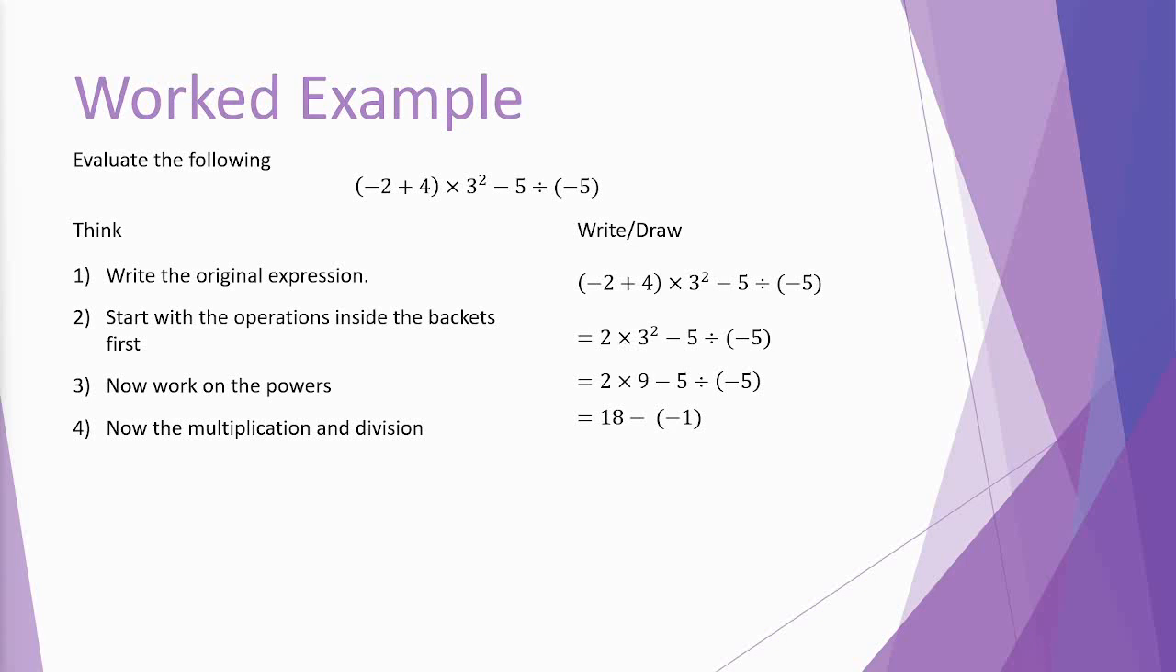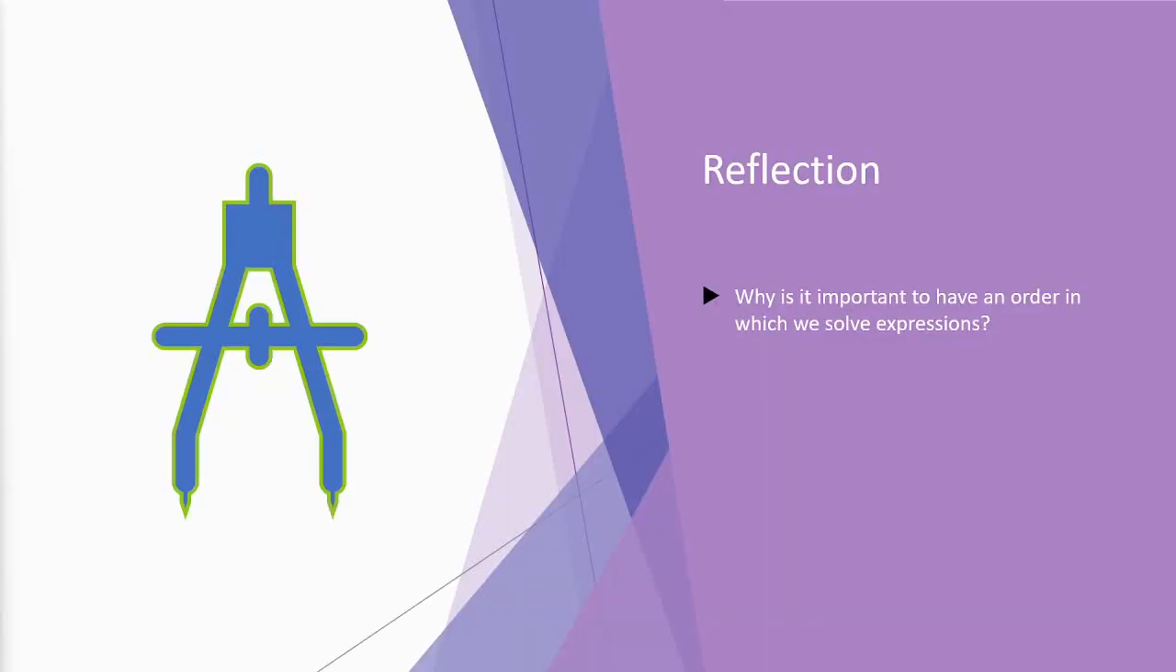And then finally, I'm going to do the addition and subtraction. In this case, we have a subtraction. We have 18 minus -1. And if we remember back to our directed numbers, 18 minus -1 is the same as 18 plus 1, which is 19. For our reflection today, why is it important to have an order in which we solve the expressions?